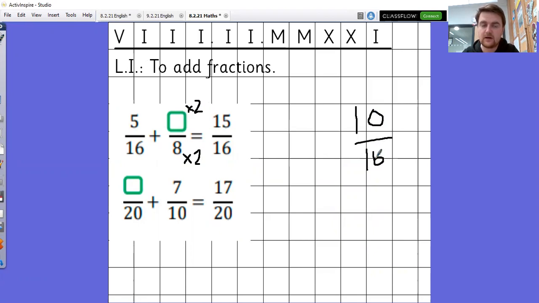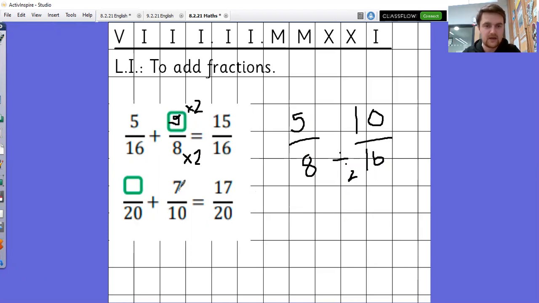Now, I know that I'm multiplying 8 by 2, so that means I need to use the inverse and divide 16 by 2 to get it to 8. So I need to do the same for the numerator, and 10 divided by 2 is 5. So 5/8 fills in our gap there. That beautifully drawn 5, Mr. Benson, well done.